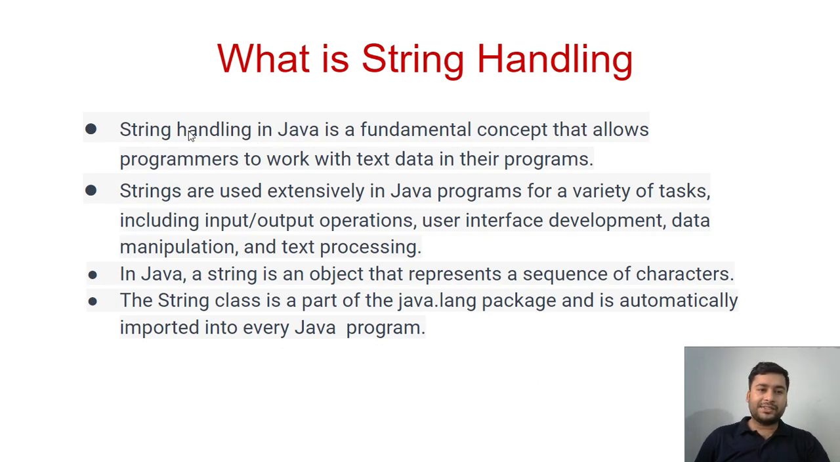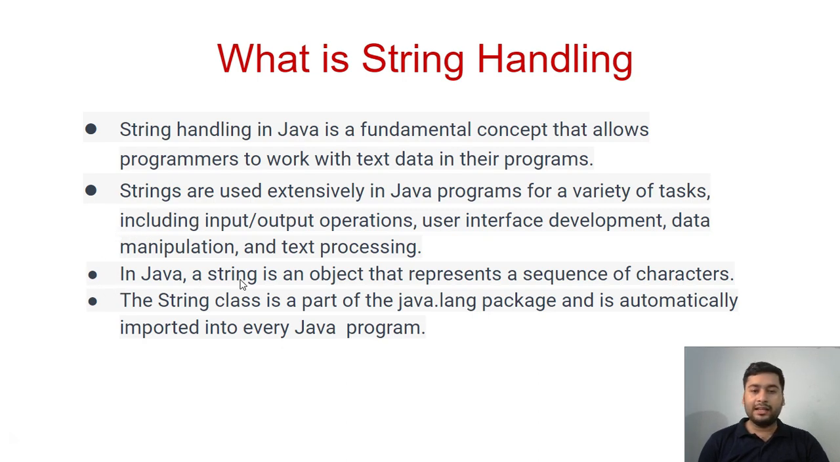So basically string handling is nothing but text handling. Whatever text data we have in the double quote, we have to handle it. That is called string handling. String handling is used extensively in Java programs for a variety of tasks. A variety of tasks means taking input and output operations, user interface development, data manipulation and text processing. So these are the ways we use string handling, and it's very important in those areas also.